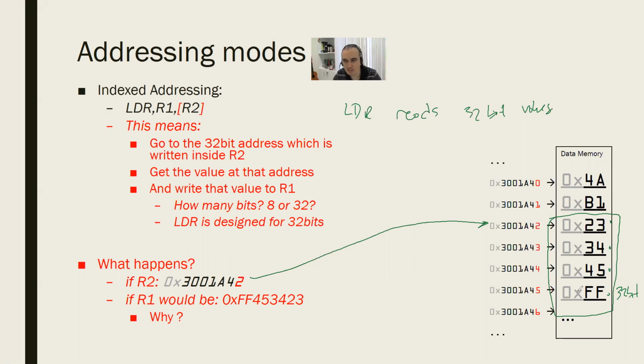I've got these numbers. I'm going to be writing them to R1, but R1 is 32 bits. Which one is the most significant bit? Which one is the least significant? Shall I write FF as the most significant one, or hexadecimal 23 as the least significant? How? There's a rule for that as well. Actually, it's called endianness. I'm going to be showing that to you as well. Any questions about this part?